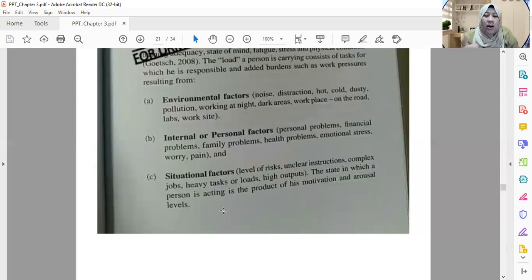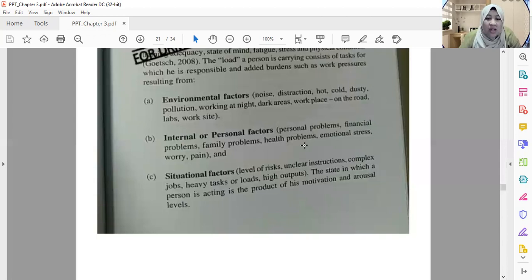And the second one, internal or personal factors. It comes from the person itself. So-called personal problems, and we have financial problems, family problems, and then health problems, emotional stress and worry, pain, and maybe it can go to anxiety, and then they feel depressed. So this is regarding personal factors, meaning it refers to the person.